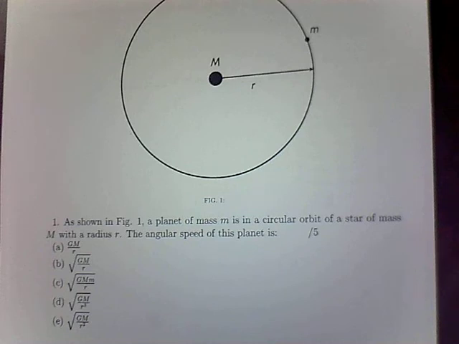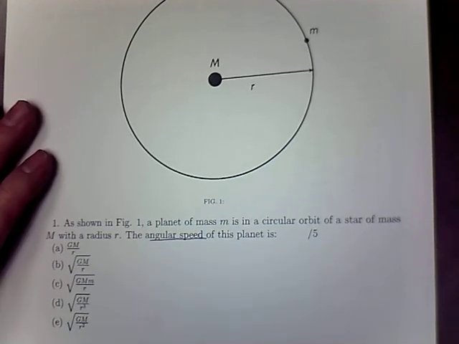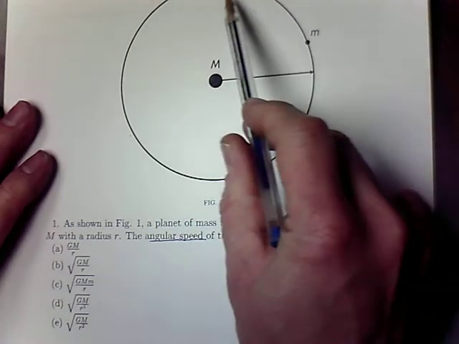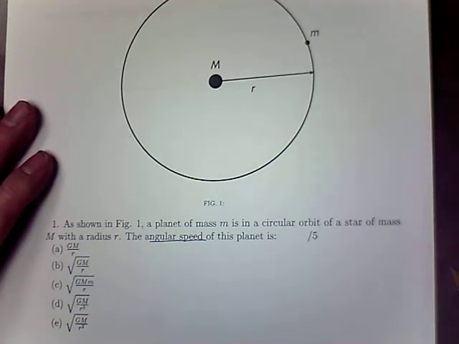Okay, so question one of our second midterm was a question about finding the angular speed of a planet as it's going around a star of mass m.